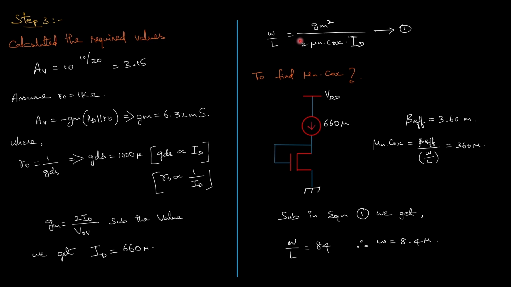Next, to determine the transistor width, we need the process parameter mu and Cox. Instead of searching for it inside the PDK file, we simply simulate a diode connected transistor, measure the beta effective and divide it by the W by L ratio. Now let's try to simulate it in Cadence and verify the beta effective value.